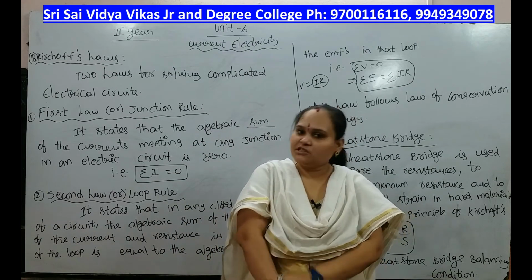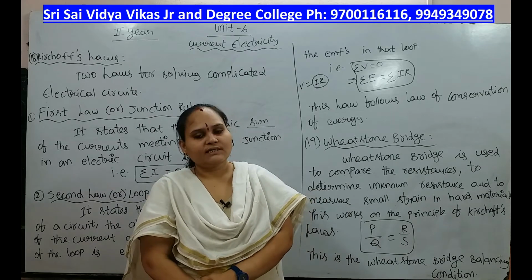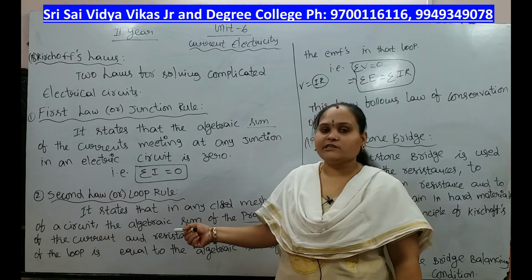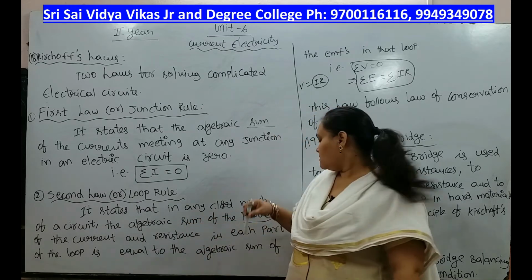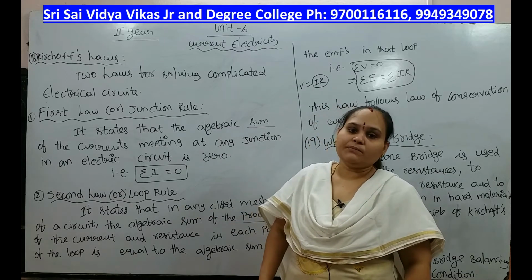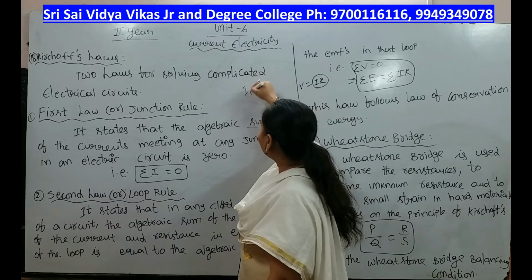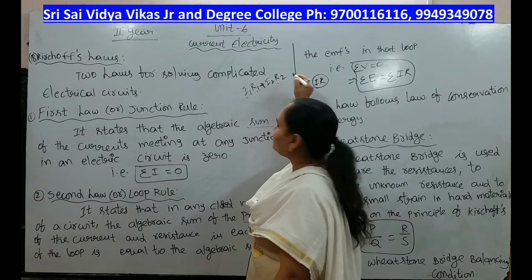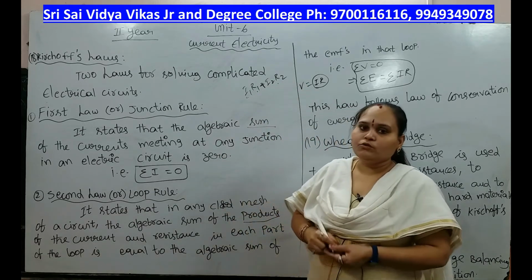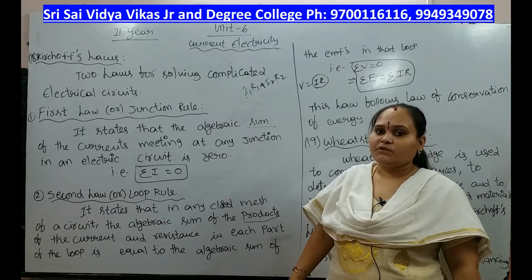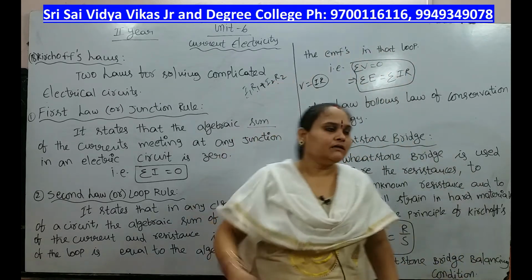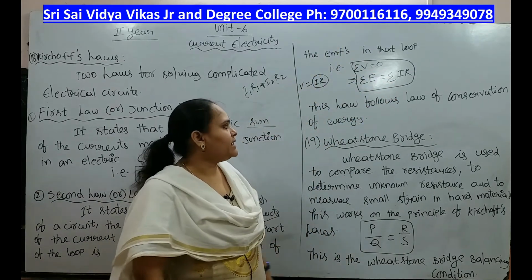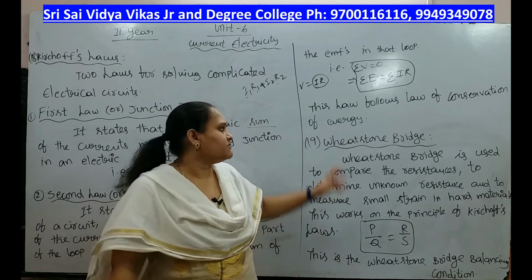The first law says that summation of I equals 0, and the second law, the loop rule, says that in any closed mesh in a circuit, the algebraic sum of the products of the current and resistance, that means I1 R1 plus I2 R2, in a closed loop is equal to the algebraic sum of the voltage or EMF in that loop. That is summation of V equals 0, or summation of V equals summation of IR. This law follows the law of conservation of energy.